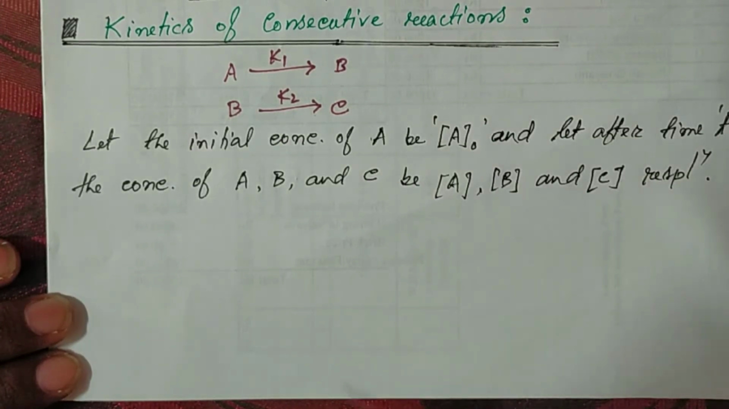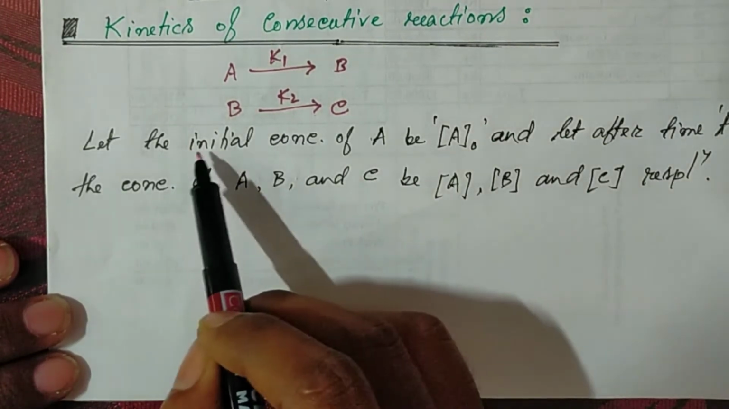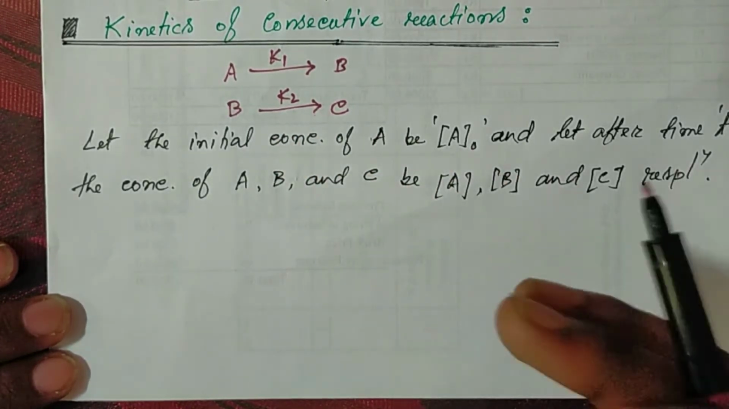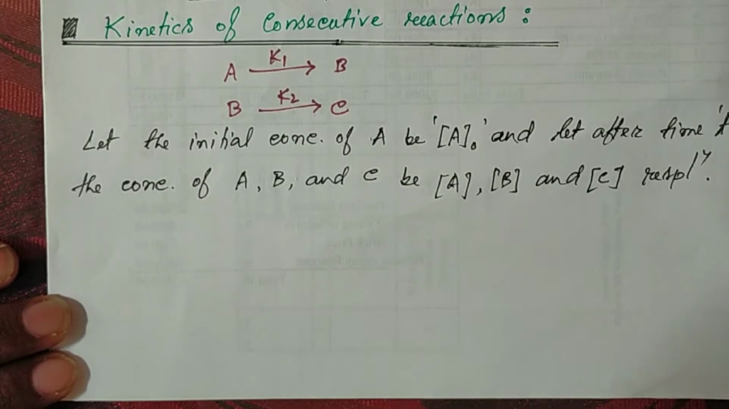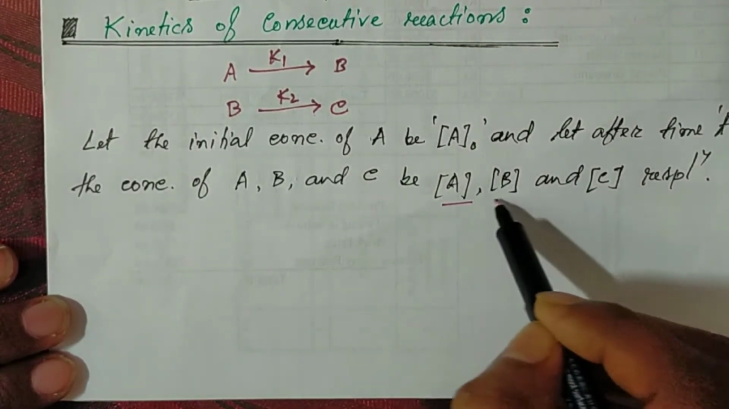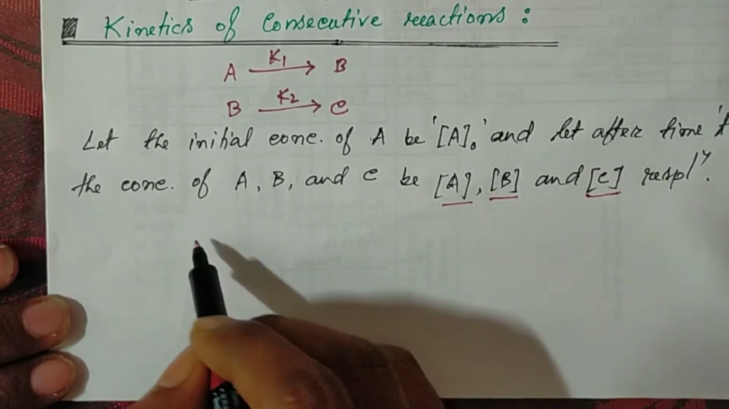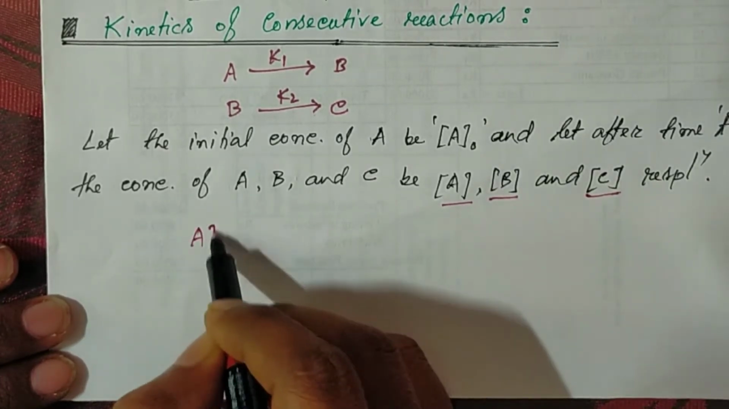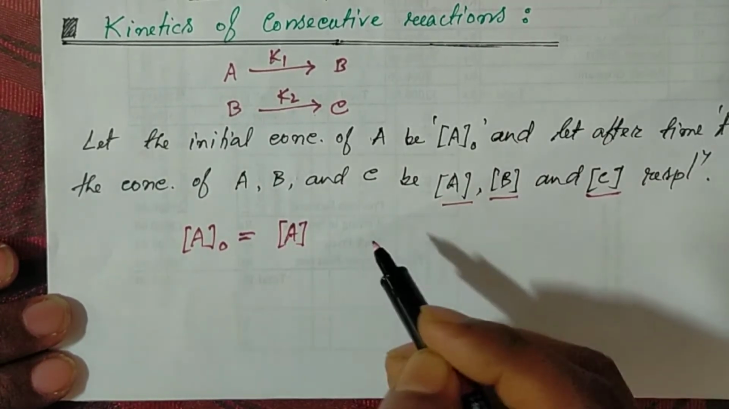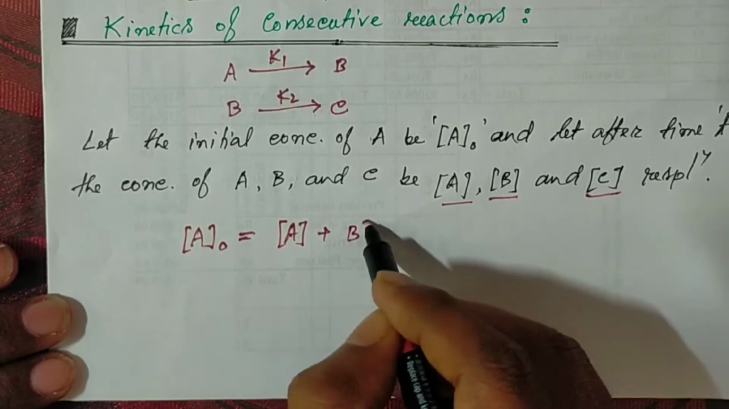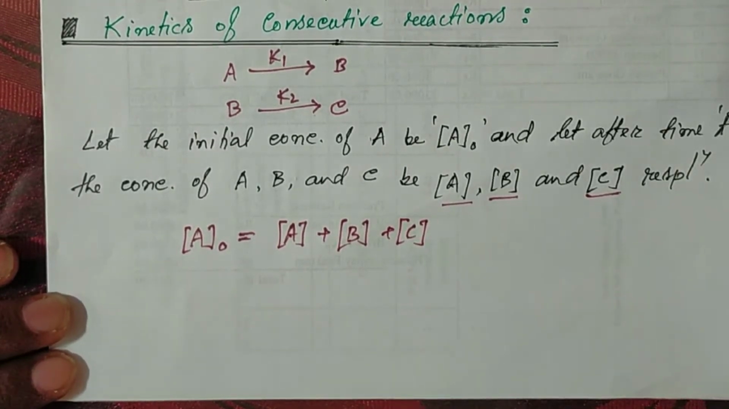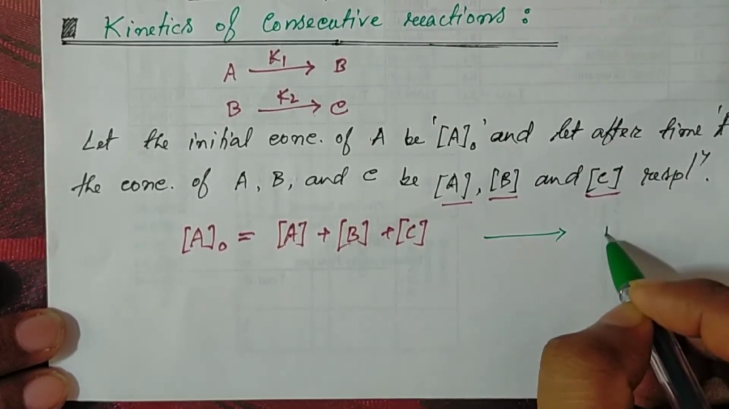So let's assume the initial concentration of A is A naught, and after time t the concentrations of A, B, C become A, B and C. Okay, so we can write A naught, the initial concentration, is equal to A plus B plus C after time t. Okay, and this is equation number 1.